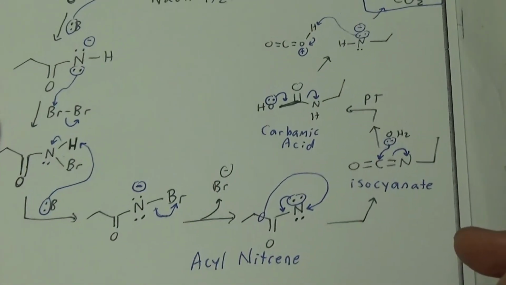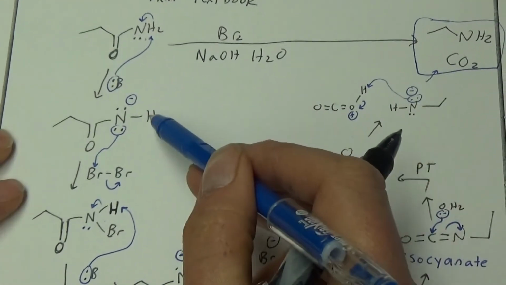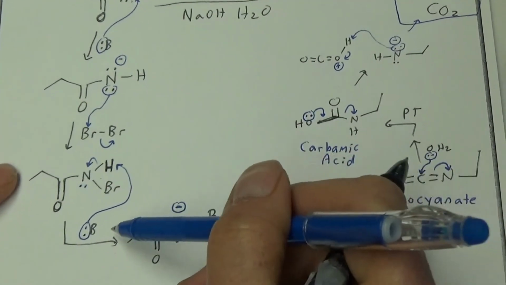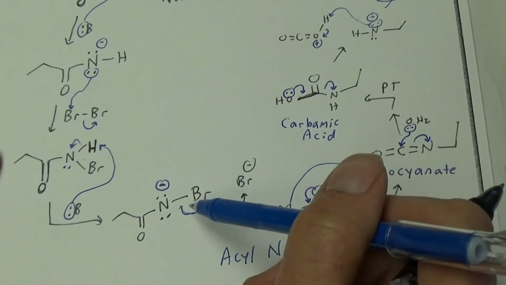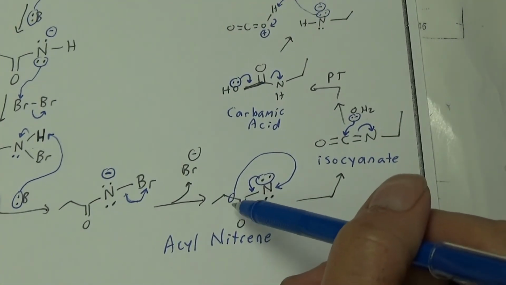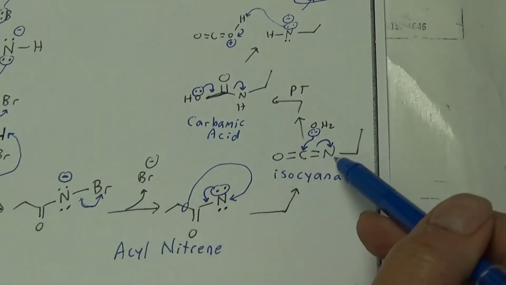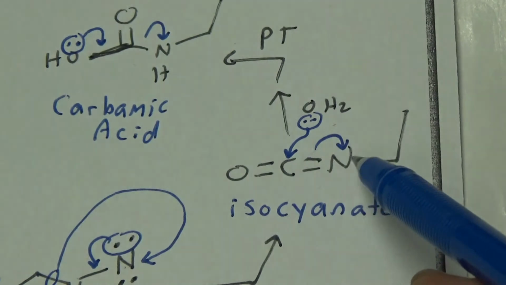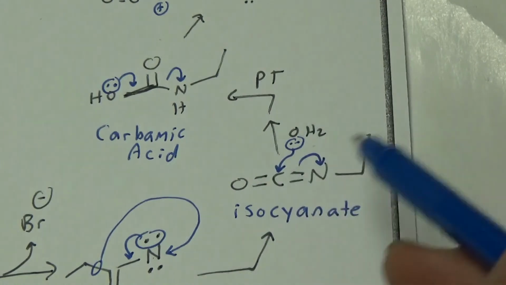Okay? So it's a pretty fun kind of multi-step mechanism. Base takes proton, makes N minus, attacks Br, makes an N-bromo amide. Base takes the second proton. Now you have an N minus with the bromine leaving group. Leaving group goes away. And then the weird rearrangement of the acyl nitrene where the ethyl group jumps to the other side, makes the isocyanate, and then water attacks the isocyanate, pushes electrons towards the nitrogen, not towards the oxygen. I just sneak in a proton transfer to help us not have to draw 1,000 things.